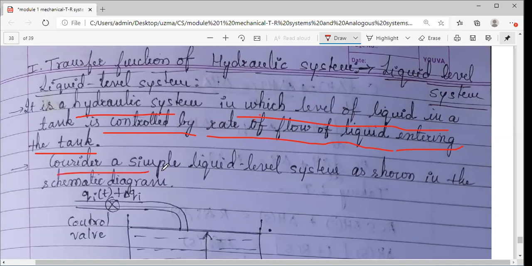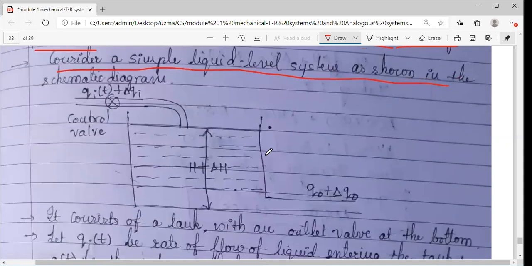So consider a simple liquid level system as shown in the schematic diagram. So assume करो कि ये आपका एक tank है, okay, maybe of any shape. You can see you have a pipeline connected here. For that, a valve is attached here. Okay, this is indicating the entry. Okay, and ये जो valve है वो water का flow control करने के लिए है. ये ज़्यादा कम होगा. That is input.